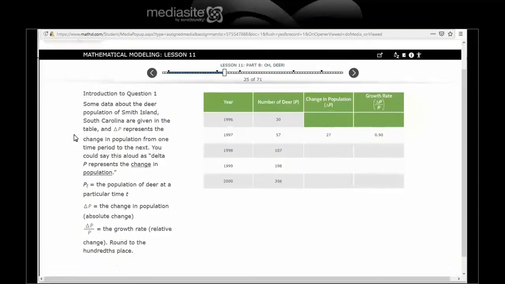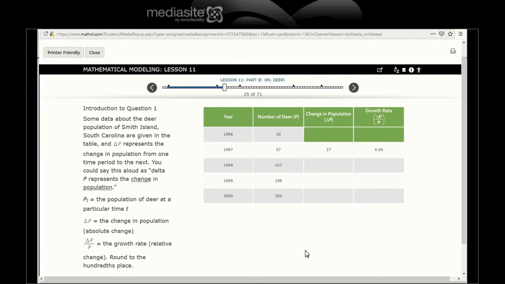Alright, here we go. So here we are, we've got a table for Smith Island in South Carolina. Delta P is a change in population. PT is the population at a particular time, so specifically, this guy here is PT. Delta P is change. Delta P over PT is the growth rate. So let's see, change of population.